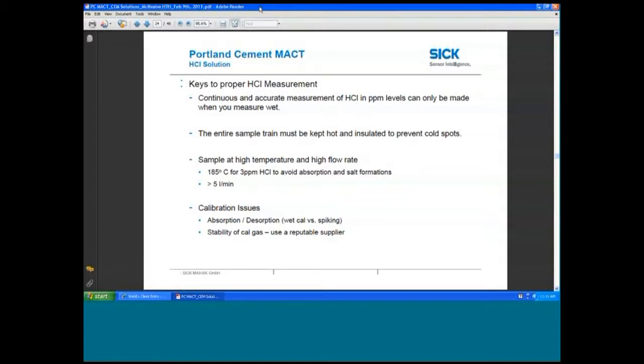But if you can get it in a wet state, then the water and the HCl compete for the absorption effect of the sample system. The water tends to win, and you get much better and quicker response of the HCl. So in our discussions with EPA, there's going to have to be some consideration for calibration of HCl, and how do we do that in a wet way, to develop a wet cal gas or a humidified cal gas that will be able to transport all the way up to the probe and back to test the entire system.